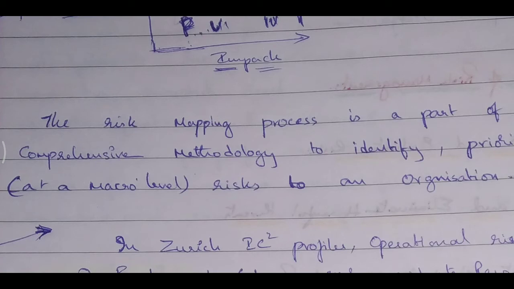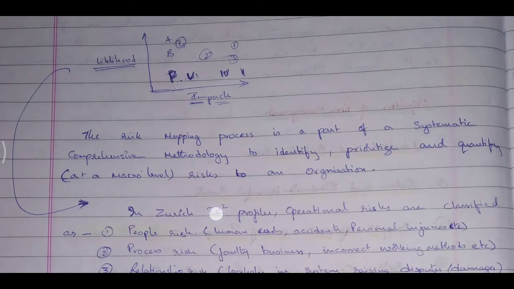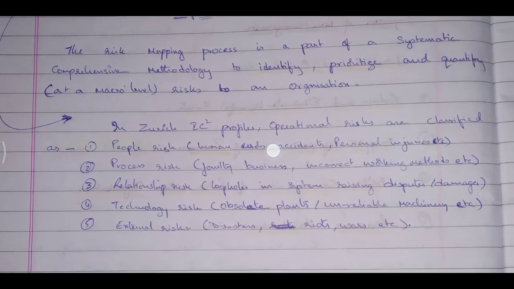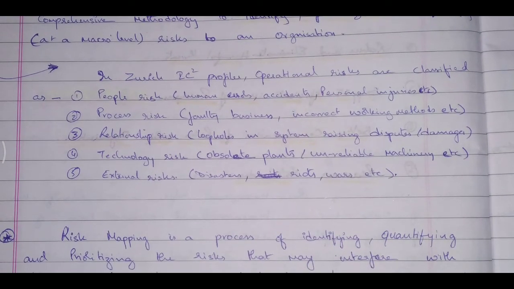So risk mapping is a process. Risk mapping is a systematic, comprehensive methodology to identify, prioritize and quantify risks of an organization. In this, operational risks are classified as people risks, process risks, relationship risks, technology risks and external risks.